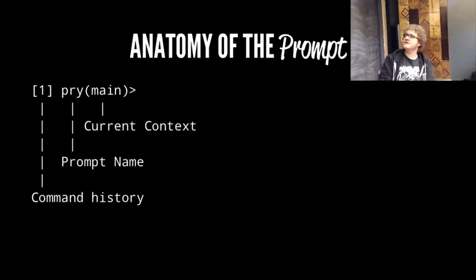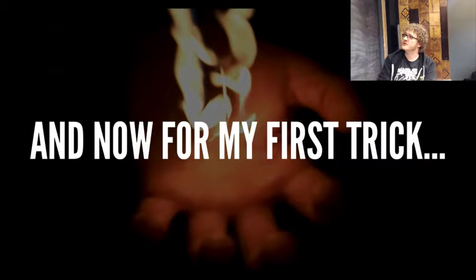And the prompt itself is made up of several parts. This is just the default prompt. You can customize all that, and we'll talk about that. The first item is number one. That's your command history. As you go through the file, that number will increment, and you can use that. I'm not going to cover using the history, but it is there. And then your prompt name, and then your current context. So we'll see all that stuff here as we go through.